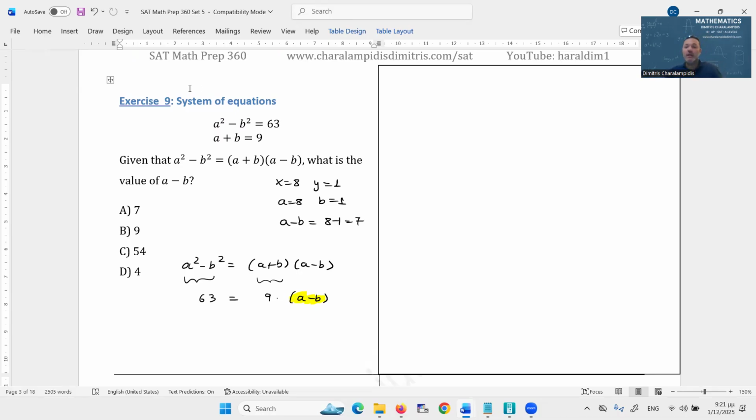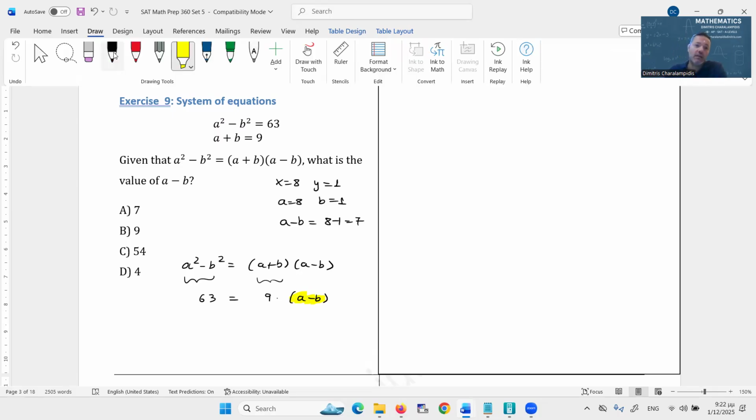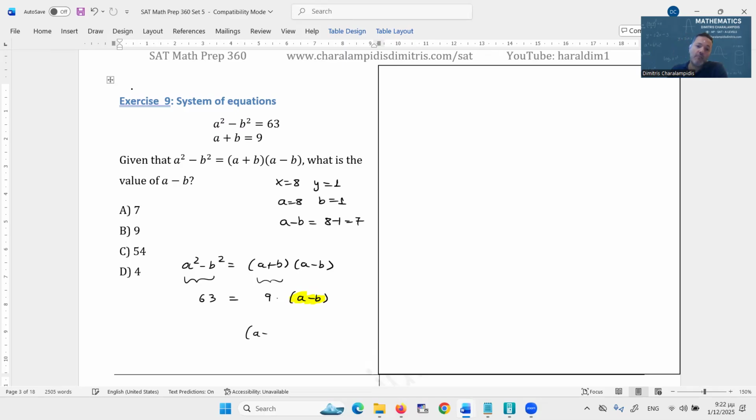So 63 is 9 times something, and obviously that something should be 7. So directly a minus b would have been 7, which means that the right answer for this question would be A.